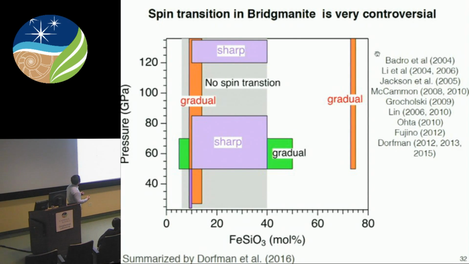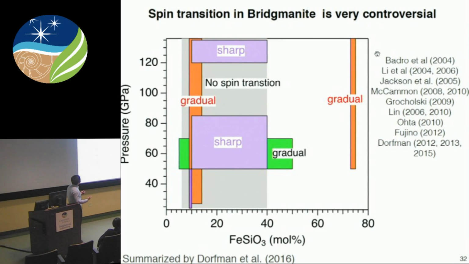So since 2004, people have reported the spin transition in perovskite or bridgmanite. They draw different conclusions, and even for people who work on similar compositions, the conclusions can be very different. For example, some people think that for this composition, no direct spin transition happens. And others think the spin transition would happen around 60 GPa or 120 GPa.